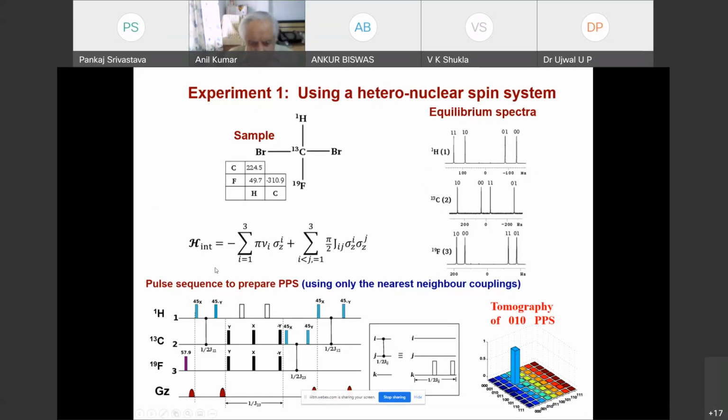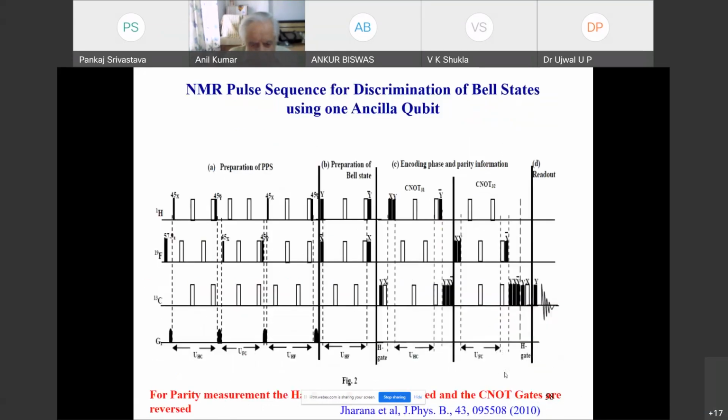So this is the pulse sequence for preparation of the PPS. All right. And the pulse sequence for discrimination of the Bell state is first preparation of the pseudo-pure state, then preparation of Bell states, encoding phase and parity information, and this is for parity measurement.